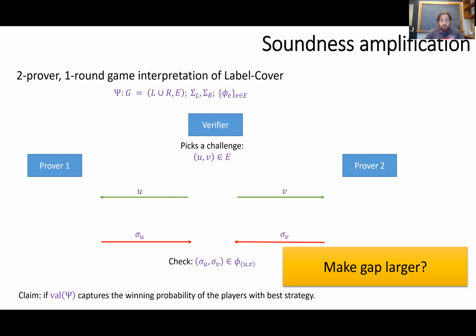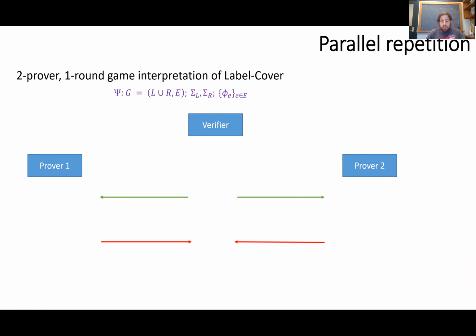So how do we make the gap larger? How do we identify whether this label cover instance is highly satisfiable or not with more certainty? Well, this is what parallel repetition is for. So what is parallel repetition?